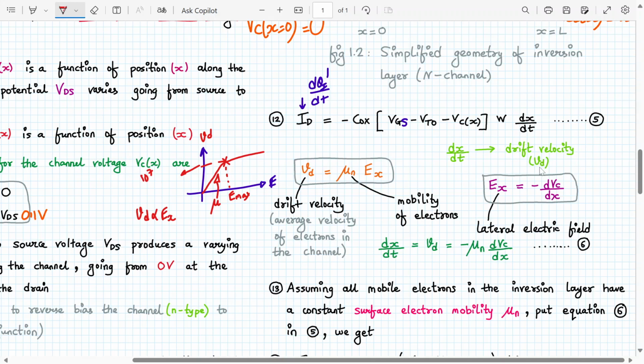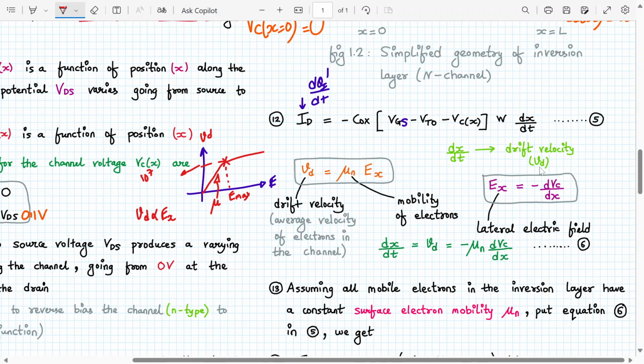Vd is the drift velocity, which is the average velocity of the electrons in the channel. All the electrons won't travel with the same velocity, because inside the n channel we also have depletion region charges and other charges. They might hit them and the velocity might reduce. So the average velocity of all the electrons is the drift velocity. Mu n is the mobility of electrons, and Ex is my lateral electric field.